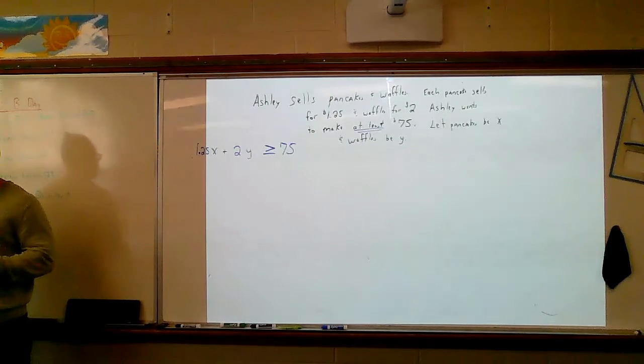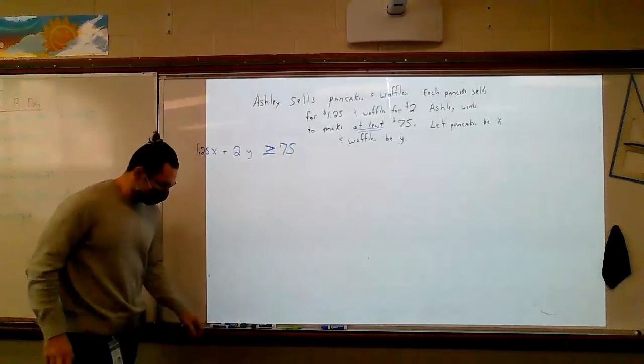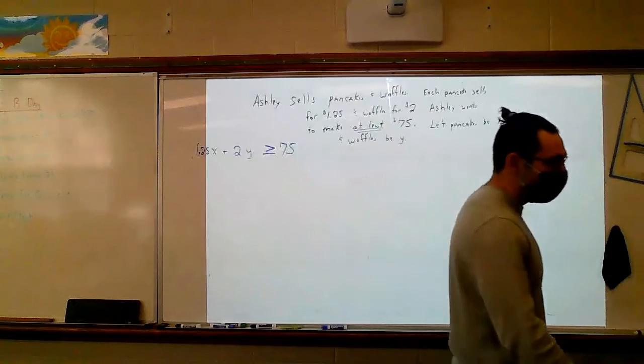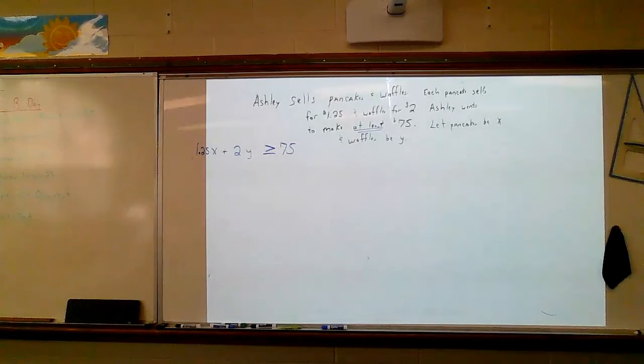So here's what I would like you to do. Graph it. Go ahead and graph it. Because this is a linear inequality, two variables, the first thing we should be doing is getting it into what kind of form? What form should we get this inequality into? Slope intercept form. So isolate the y, go.